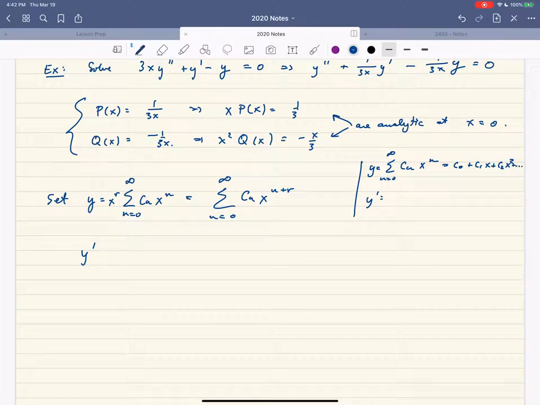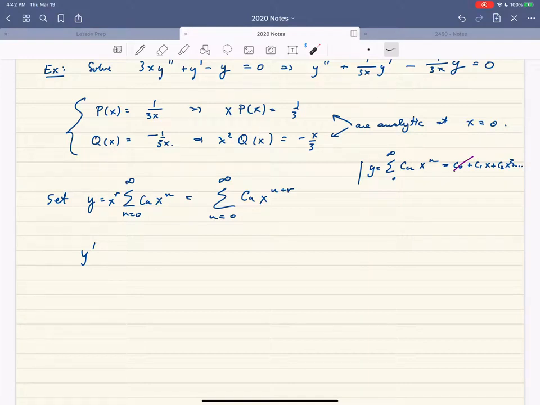When you differentiate, you're going to lose the constant term, because it's a constant. However, that is not the case for us, because these are no longer going to be constant terms. When n is equal to 0, you get c sub 0, x to the r. And if r is not 0, then this is not going to be a constant term.